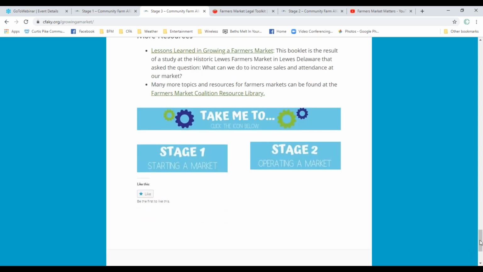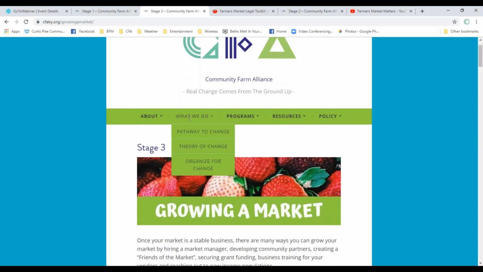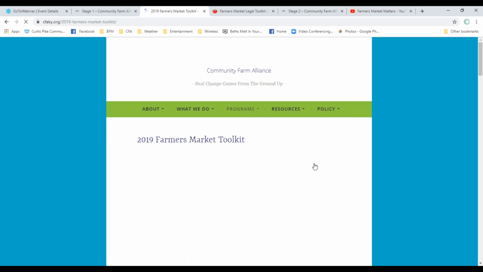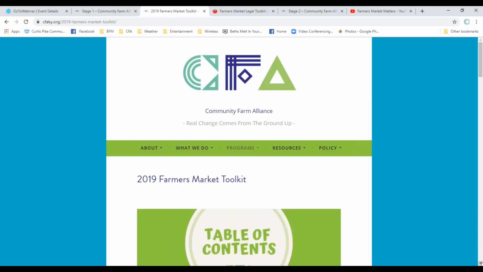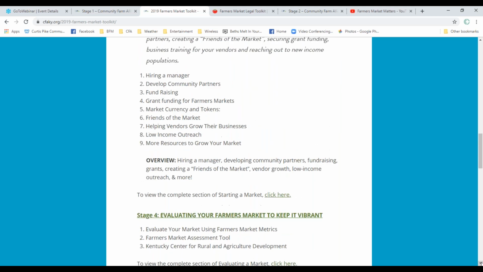So let's see. There is one more about evaluating your market that's not showing up here. Let's see if I can find it here in the table of contents. There we go.